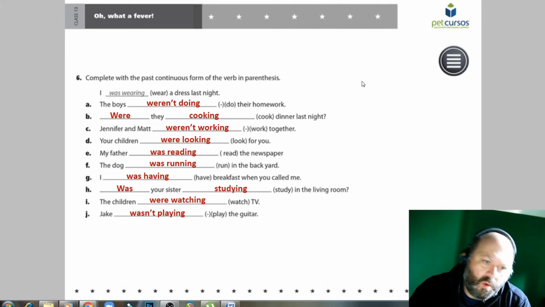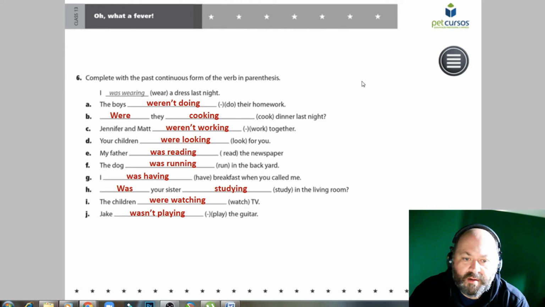Subject they were. Jennifer and Matt weren't working together. Né? Together, juntos. Lembra dessa palavrinha aí. Jennifer and Matt, they, so weren't. Your children were looking for you. Né? Look for you. Look for something. Né? Procurar alguma coisa. Né? Ok, your children, they were.